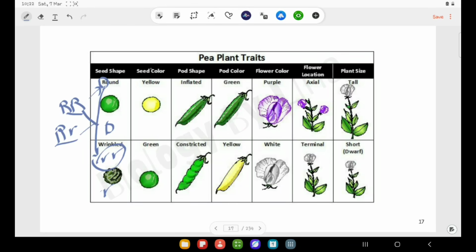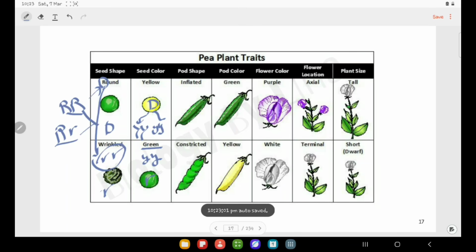Now if we talk about the seed color, the dominant is yellow. And for the yellow, because it's dominant, and we said for the dominant we have two types, homo or hetero, it will be either Y capital Y capital or Y capital Y small. What about the green color? The green color is recessive. At that time, we can write it as Y small, Y small.